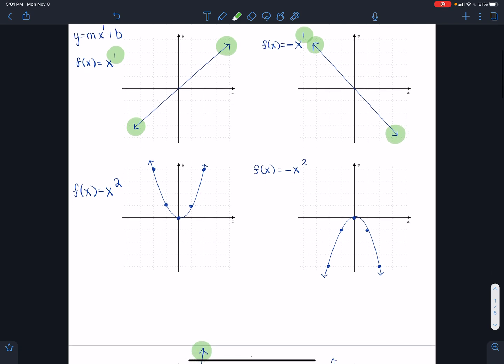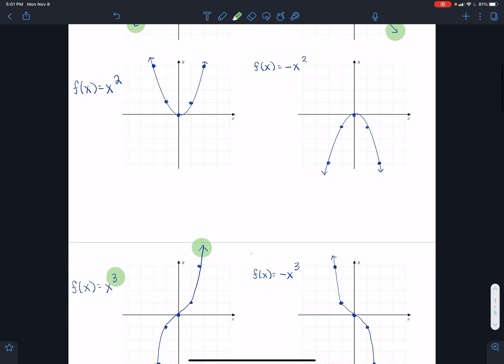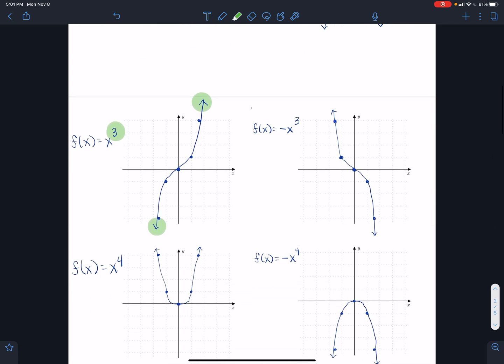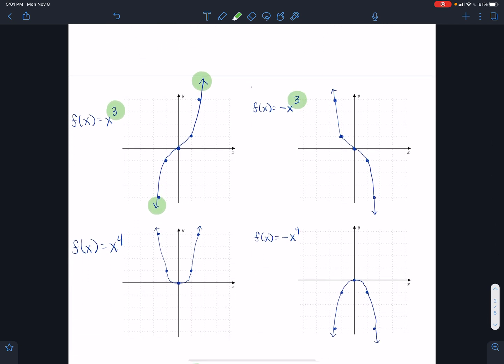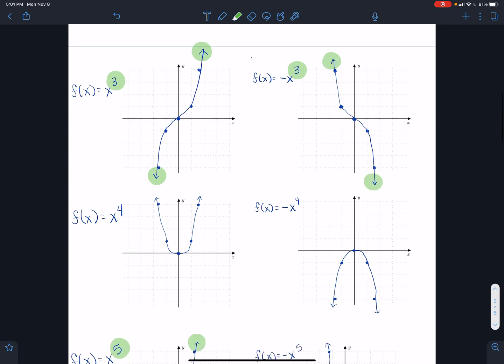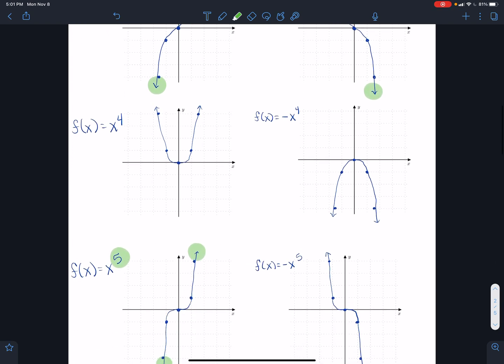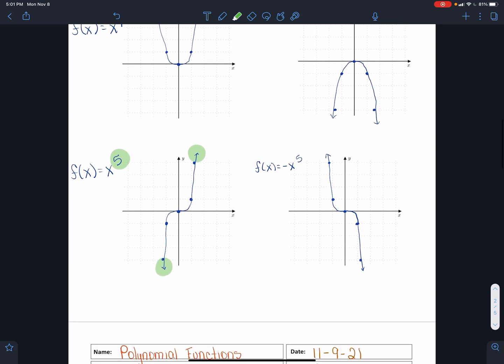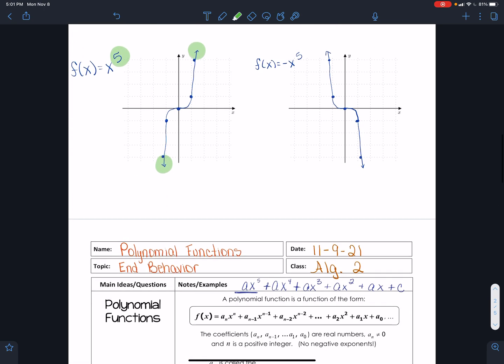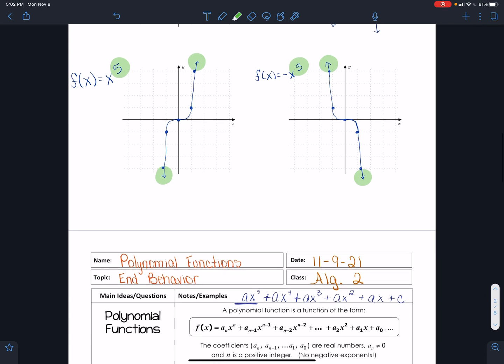Okay. Negative x squared, that's an even degree. Negative x to the third, that's an odd degree, and both ends point in opposite directions. Negative x to the fourth, that's an even degree. Negative x to the fifth, that's an odd degree, and both ends of the graph point in opposite directions. Okay, so now that we've looked at the odd degrees and the opposite directions that they point to, let's go back and look at the even degrees.